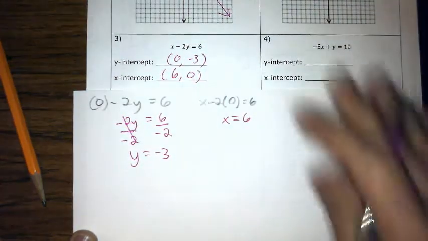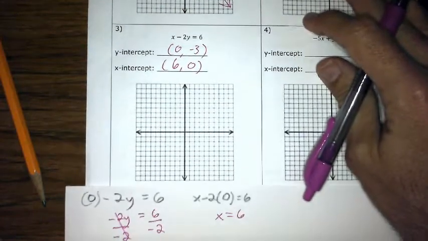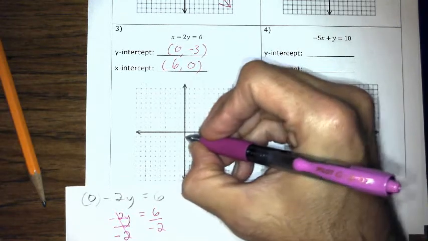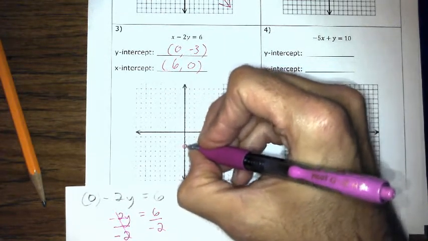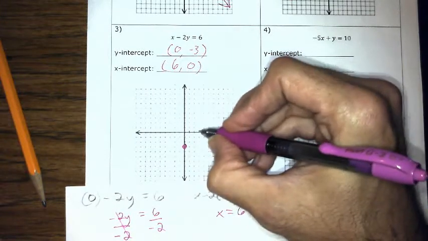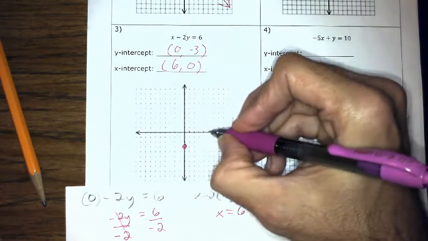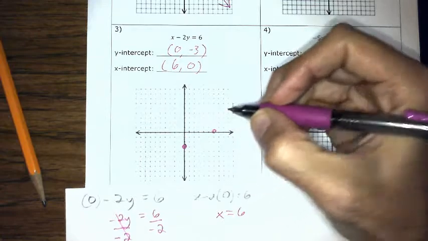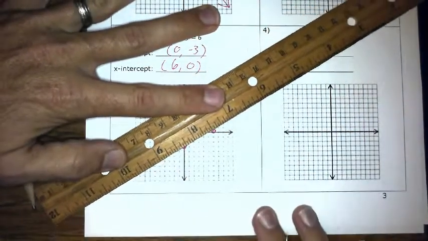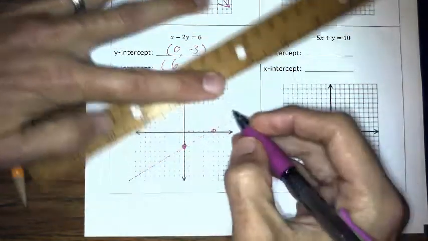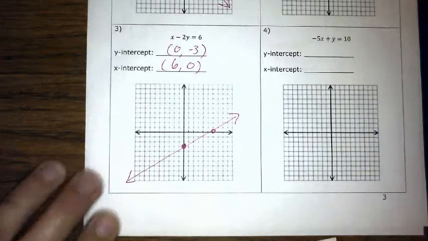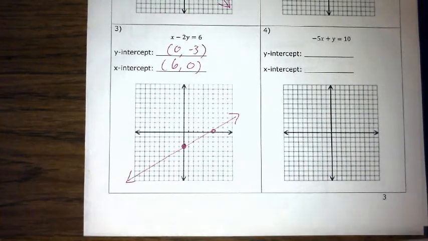Graph them. Super simple. 0, negative 3 on my y. 1, 2, 3. 6, 0 on my x. 1, 2, 3, 4, 5, 6. Take your straight edge and go all the way through your coordinate plane. Just like that. Now, for the shortcut, this is the way I like doing it.